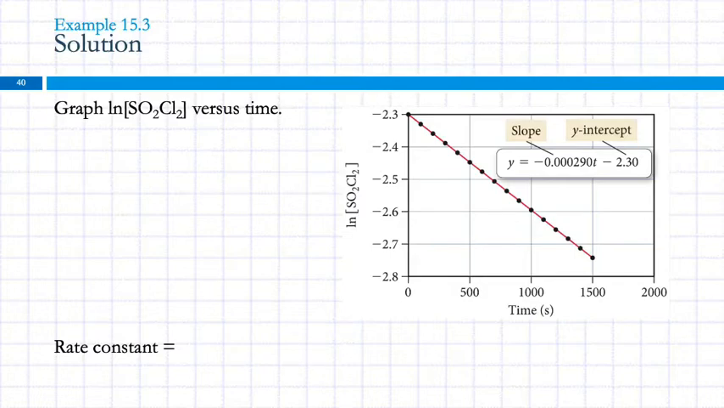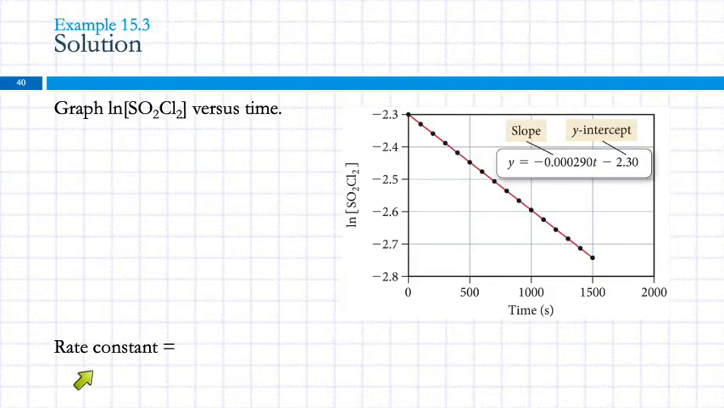Yes? Is first order always going to be a straight line? First order will always give you a straight line when you graph natural log of reactant concentration versus time. Okay. Yep, always. So that's the showing that it's first order.